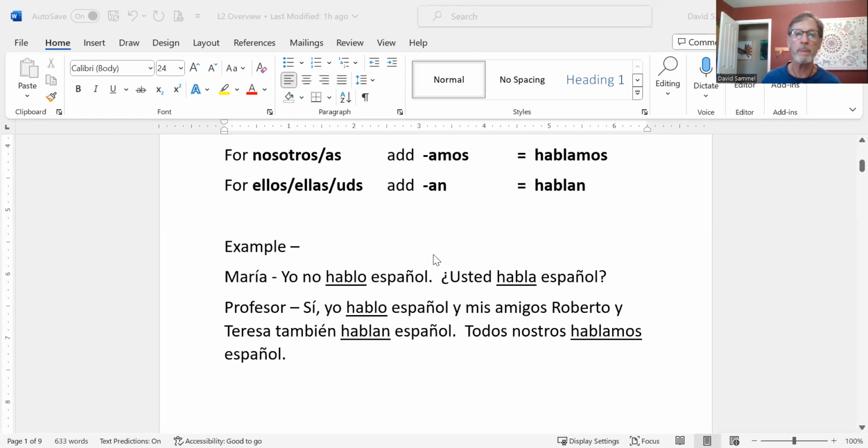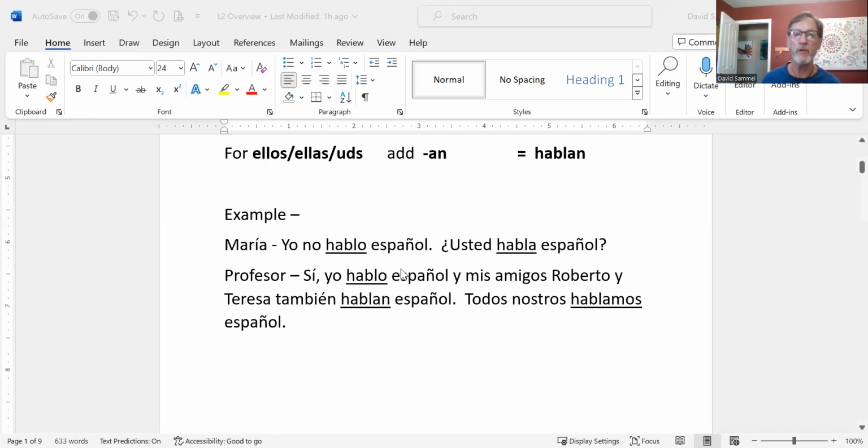So let's take a look. Here's an example. Maria and the professor are having a conversation. So she says, "Yo no hablo español. ¿Usted habla español?" And the teacher goes, "Sí, yo hablo español. Y mis amigos Roberto y Teresa también hablan español." They talk Spanish. "Todos nosotros hablamos español." We all talk Spanish. We all speak Spanish. Okay. So that's just some examples there for you.